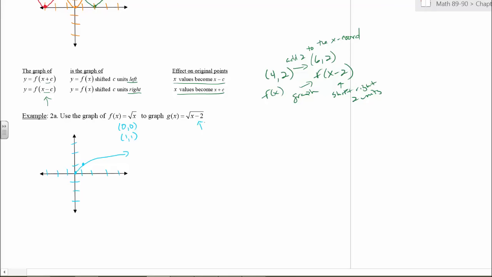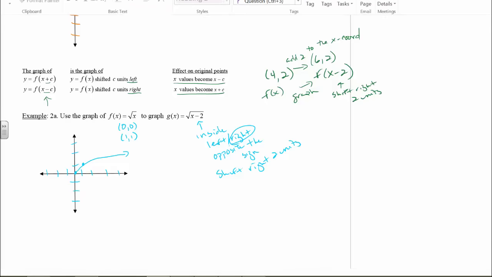So what does that square root of x minus 2 do? The question you ask yourself is, is that minus 2 on the inside of the square root or on the outside? Since it's on the inside, you know you're going to have a left-right shift. Now, are you going to shift left or right? Well, you move opposite the sign. So that means we're going to end up shifting in the positive direction, or to the right. So we shift right 2 units.